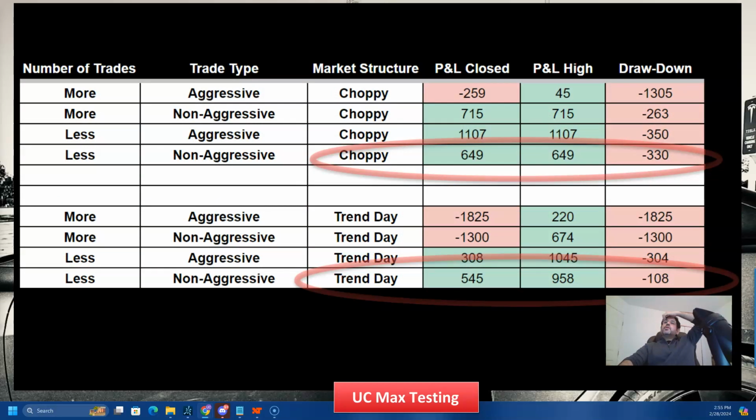So we took an example of a choppy day and ran all 4 combinations, and then we took an example of a trend day and ran all 4 combinations. And if I look at it from the perspective of drawdown and where we close the day, I think this less number of trades with the non-aggressive setting, at least in these 2 examples, has performed the best, right? Because I am fine with less profit overall. I just don't want that big of a drawdown, because that's what brings the emotions.